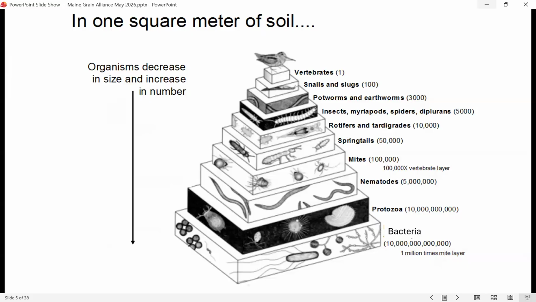But it's not as simple as just saying who's there. We also want to know what they're doing. And that's kind of where the state of the art of soil biology is at this time in history, that people are trying to conduct studies to figure out exactly what they do. And it's taken a lot of molecular biology and genetics tools to be able to do that.